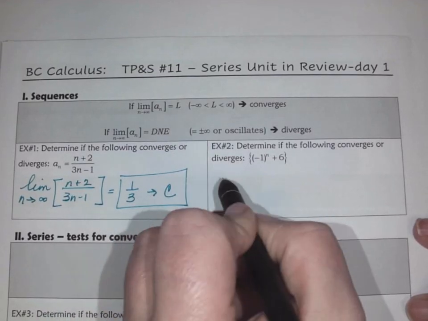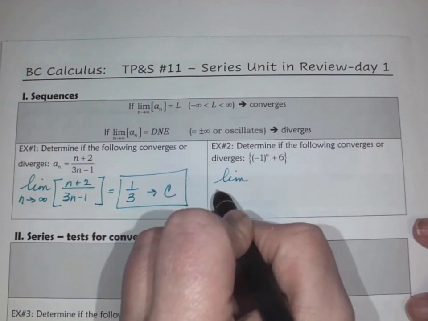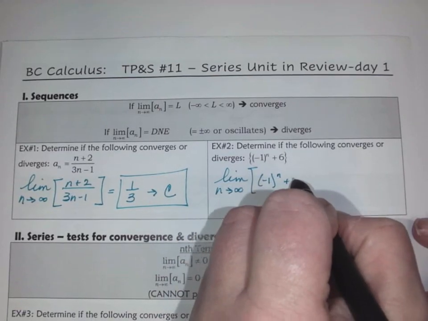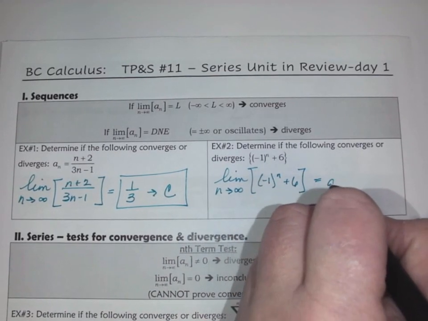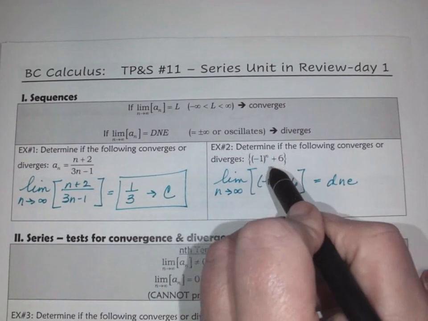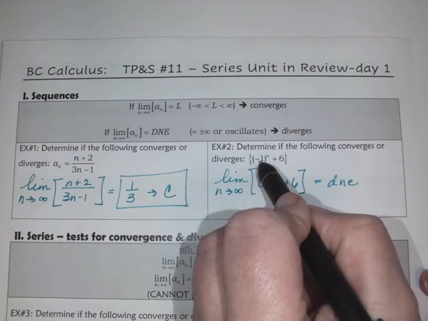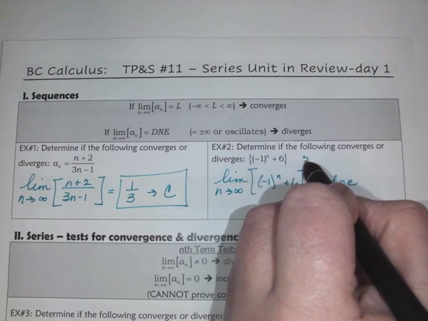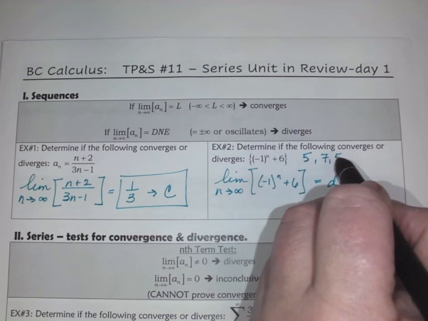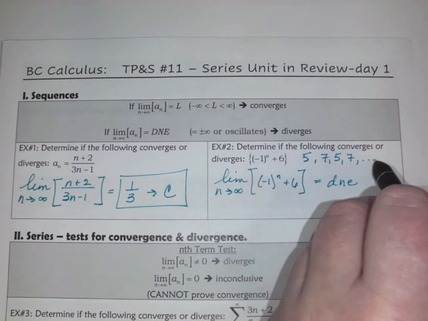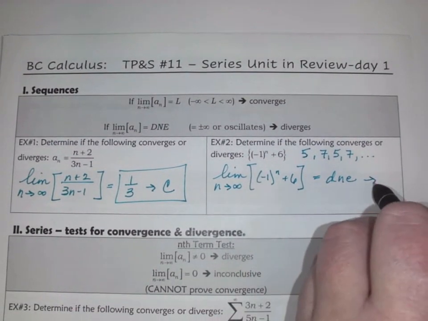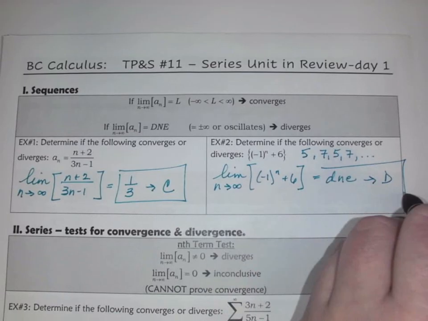If I look at this one, the limit as n goes to infinity of -1 to the n plus 6, this guy is not going to exist because if we think about our sequence, when n is odd, it's going to be -1 plus 6, which would be 5. When n is even, it's going to be 1 plus 6, which is 7. So it's just going to alternate back and forth between 5 and 7, which means it doesn't settle on a single number. So if it does not exist, then it diverges.